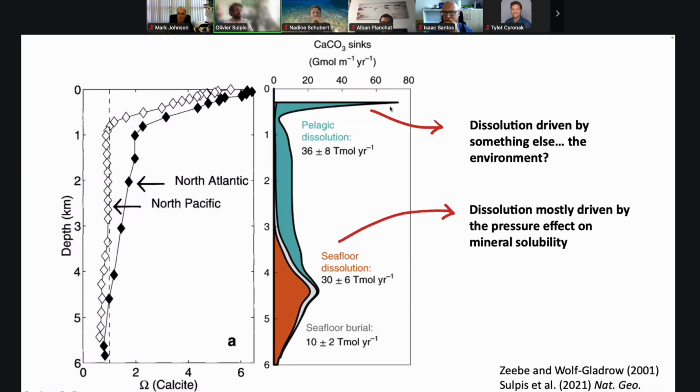But in reality, we are not living in this world. If we look at where, over the depths of the water column, the alkalinity originates from the dissolution of those materials, then we see that we have a very large peak of alkalinity that is being released at the surface of the ocean. It can't be driven by omega here, at least not by the omega of the water column, because it's above 1, so it has to be driven by something else, perhaps the environment.